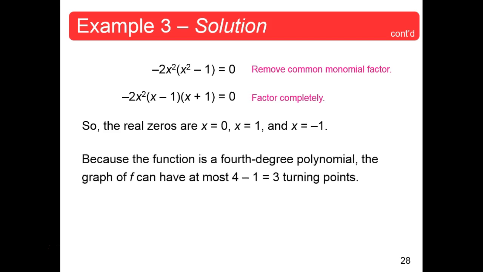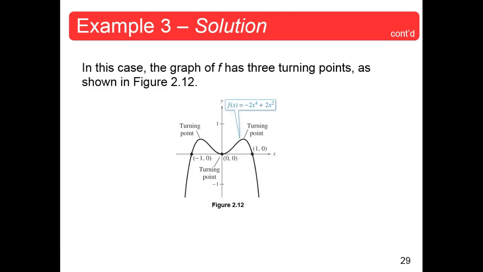Because the function is a fourth degree polynomial, the graph can have at most 4 minus 1, 3 turning points. That's what you found, and that's what we found, and this is how it looks. Just about like mine did, they spread out the x-axis, and I guess didn't do that for the y. So it goes up like this.